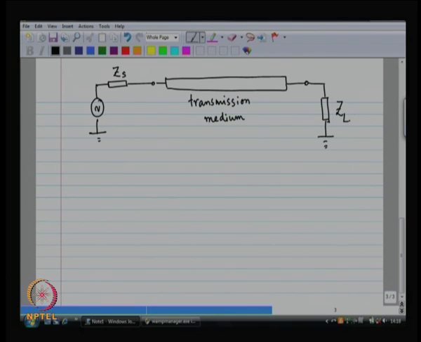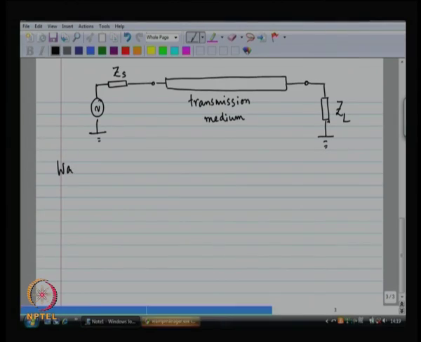I have a source which is inseparable from a source impedance. I want to transmit a message across a certain medium all the way to a load impedance, and in between there is this transmission medium. This transmission medium could be a wire, it could be air, it could be an antenna, it could be anything. All right.